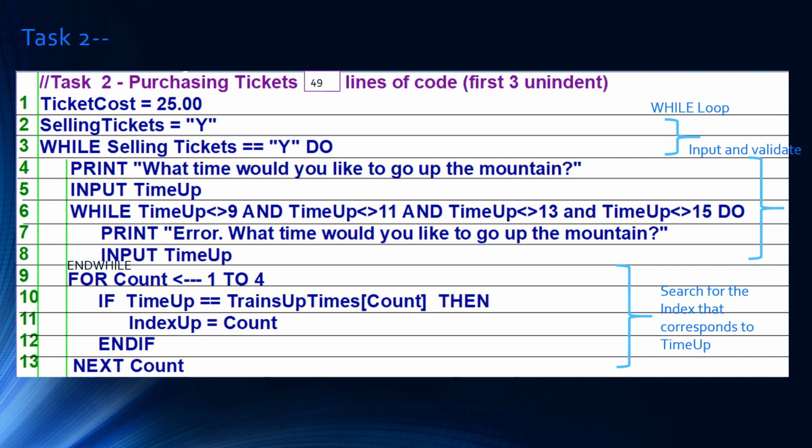After that, we have task 2. Task 2 is about 50 lines of code. So here are the first 13 lines of code. Of course, if you put the end while in there, it's going to be 14 lines of code.